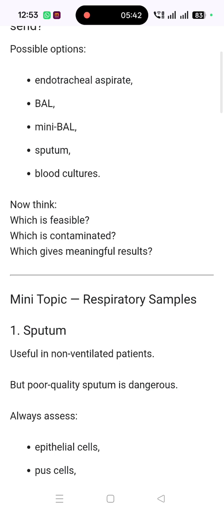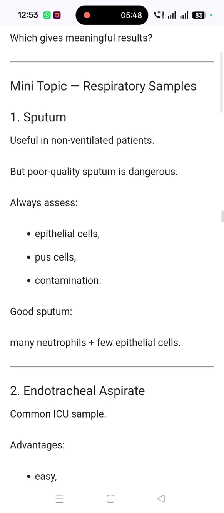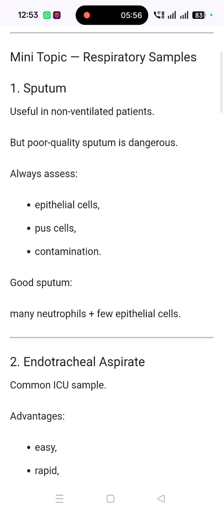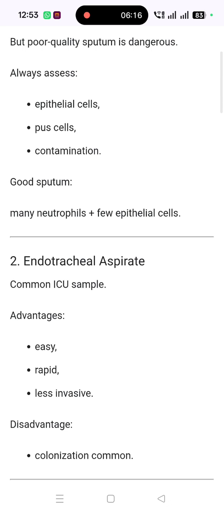So coming to the respiratory samples, what you should learn is that sputum is useful in a non-ventilated patient. If the patient is non-ventilated, then go for sputum. But poor quality sputum is dangerous. It is very difficult to collect a good quality specimen. You have to ask the person to cough from very deep inside, and then you collect the good sputum. So always assess how many epithelial cells are there in the sputum, how many pus cells are there. Pus cells should be more, epithelial cells should be less.